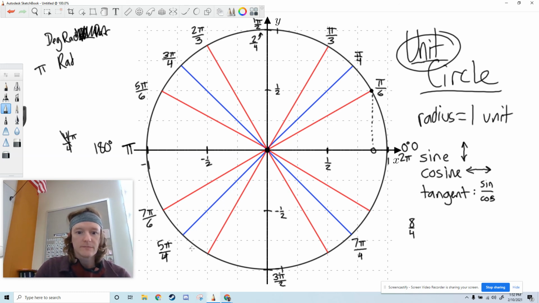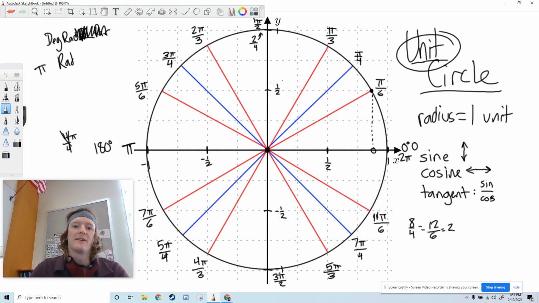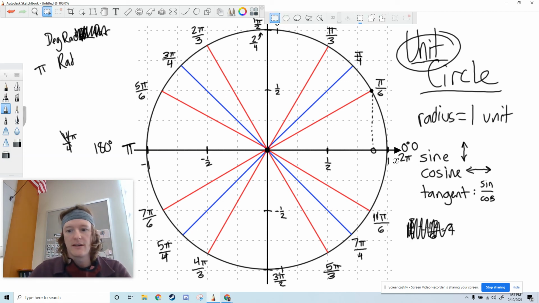7/6. 8/6 simplifies to 4/3. 9/6, 10/6 will be 5/3 simplified. 11/6, whoops, 11 pi over 6 is here. And then 12 pi over 6. 12 over 6, again, is equal to 2. So that'll bring us to 2 pi. It repeats, and we get all the same stuff. In fact, let me get rid of that. I don't want it.